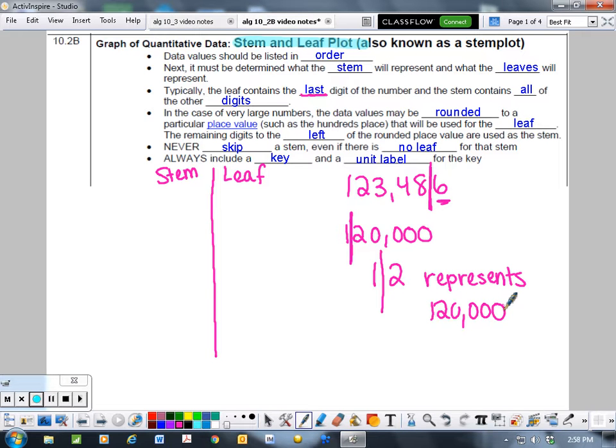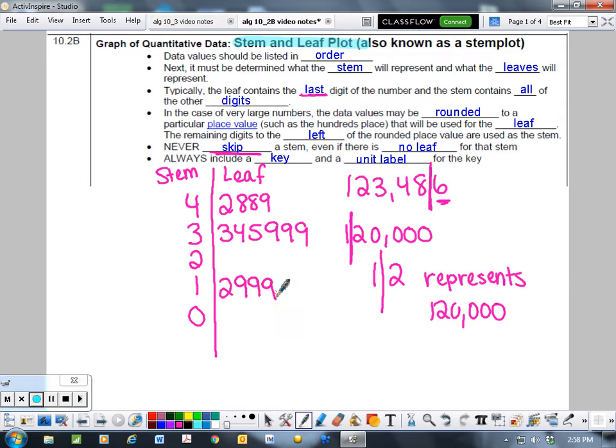One of the important things here is never skip a stem. Even if there's no leaf for that, we never skip a stem. So it may look like 4, 3, 2, 1, 0, and then you may have 2, 8, 8, 9, 3, 4, 5, 9, 9, 9, 2, 9, 9, 9. I'm guessing I'm liking 9s today. And so it may look like that. So we don't skip this even though there's no numbers in there.